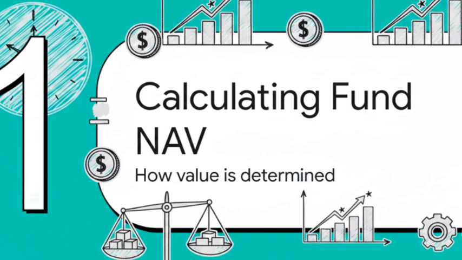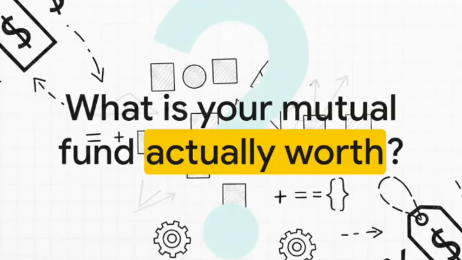Section 1. Calculating your fund's NAV. Let's take a look at the actual dashboard of your investment vehicle, the net asset value. You check your portfolio, right? And you see that single price tag per unit. Maybe it says 50 rupees, maybe 150, but how exactly is that number calculated behind the scenes every single day? It's not just some random market ticker, it's a highly specific mathematical formula.